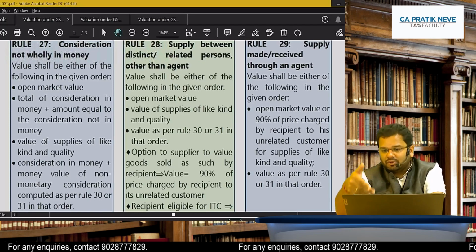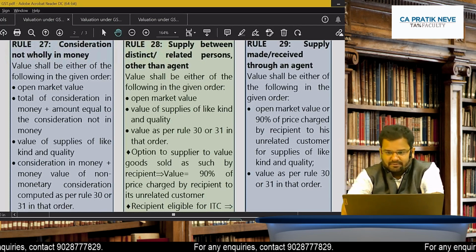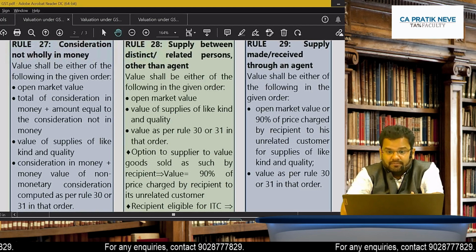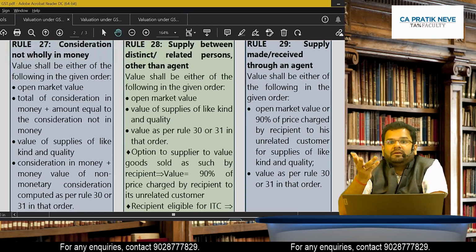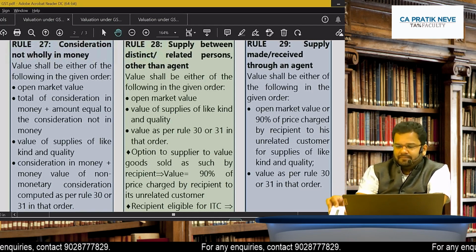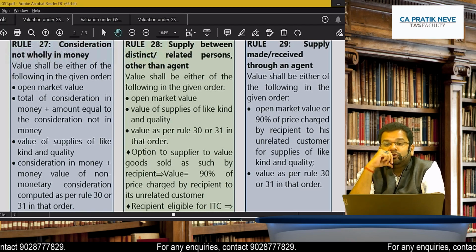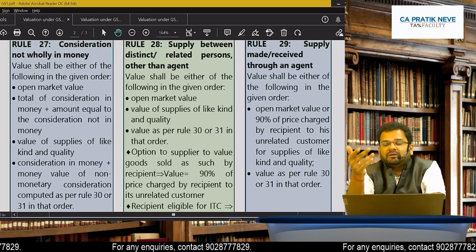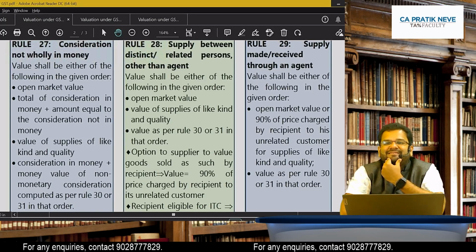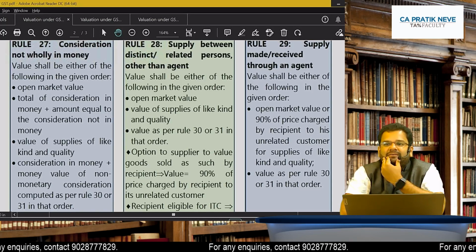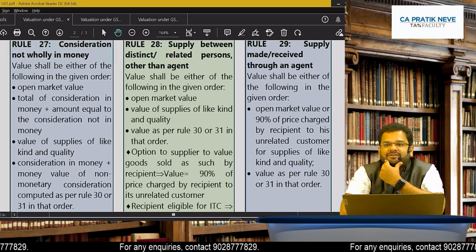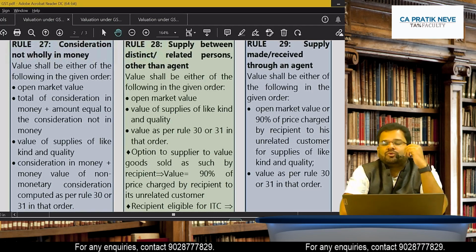If you understand Rule 28, Rule 29 is a formality. What is Rule 29 saying? It is supply made or received through an agent. Again, Schedule 1 talks about principal sending goods to agent is also supply. Agreed or not? Do you remember Schedule 1? Principal to agent is a supply. This is paragraph number 3. Do you remember? Good morning. Do you remember? Schedule 1, 4 activities, 4 paragraphs. Yes. So principal sending goods to agent is also supply.